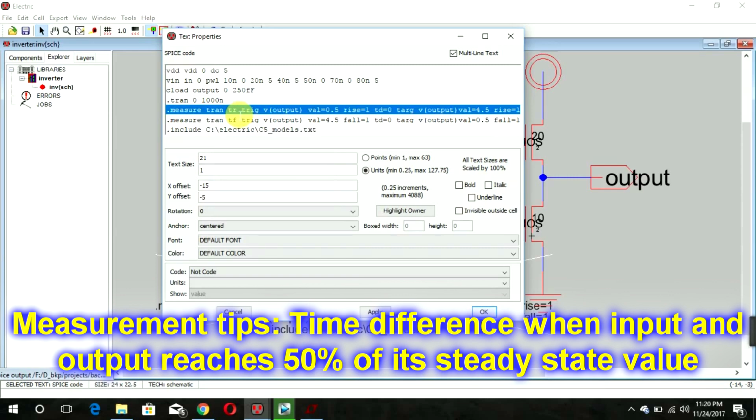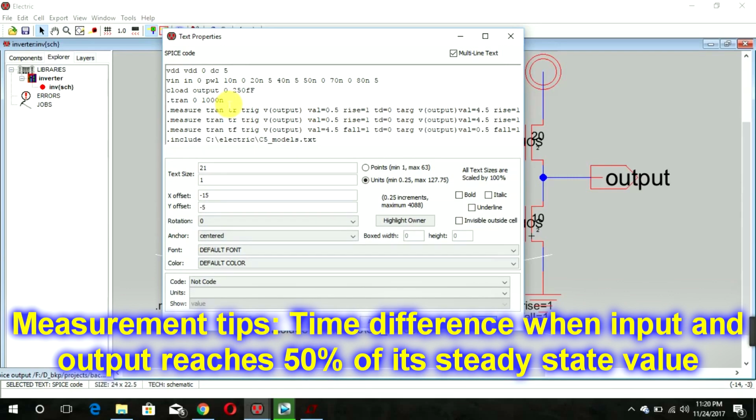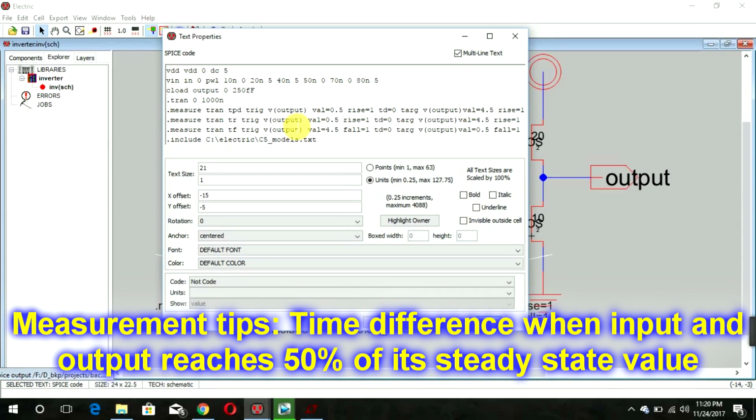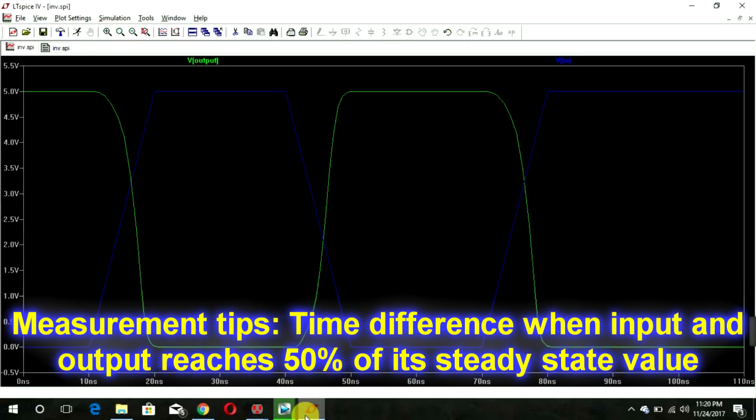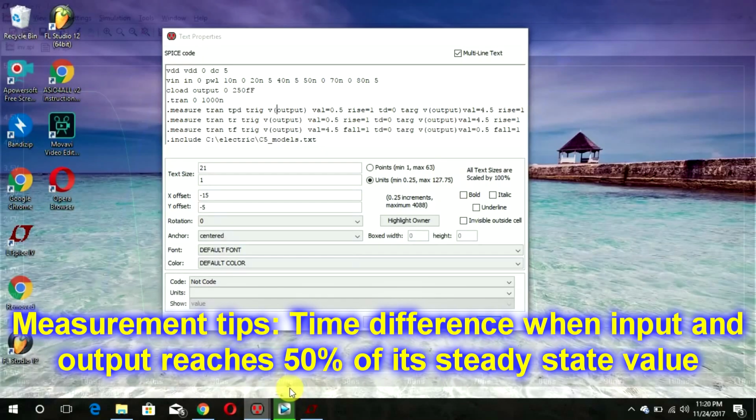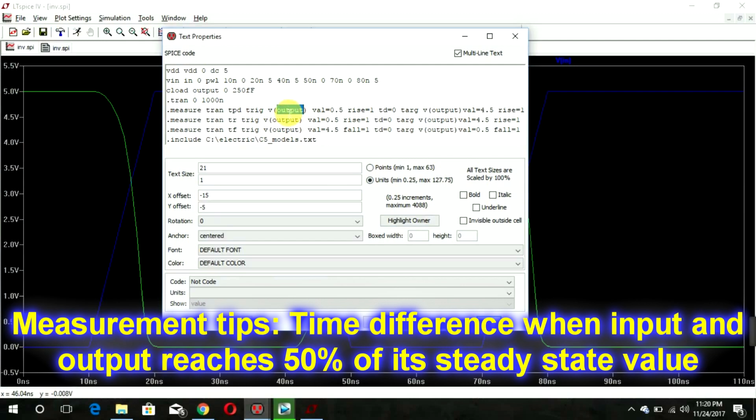I'll just copy the statement, and we are measuring propagation delay, trig. Okay, now this is the thing. We are measuring input to output. So our trig is going to start with the input. My trig statement will have the input node. Just be careful with this, and I want it to start measuring when it reaches 2.5 and it is in the upward direction, that is, it's rising.